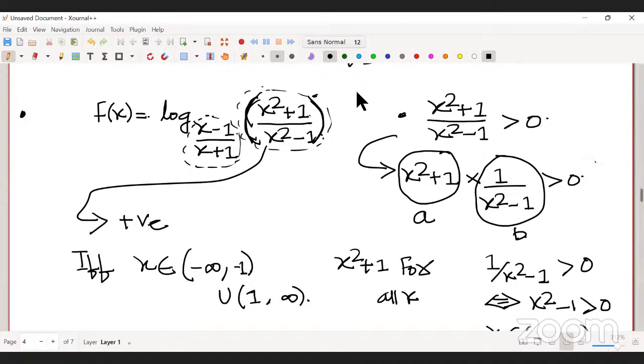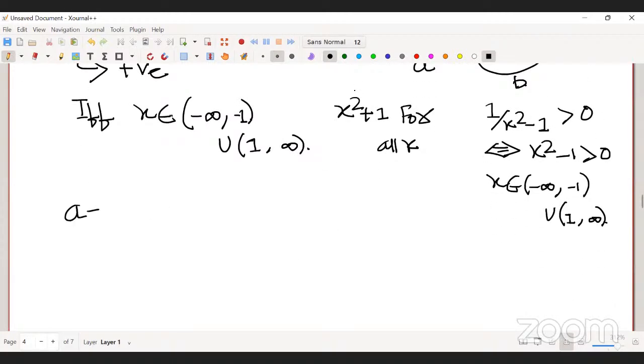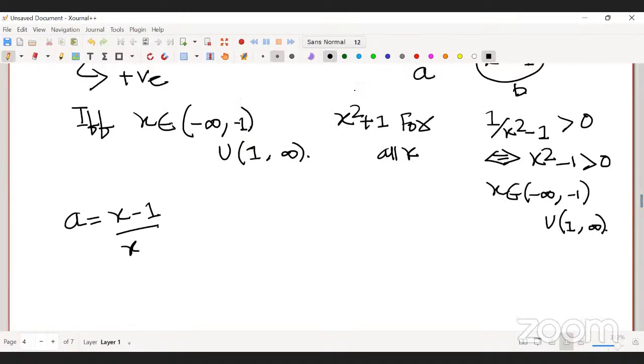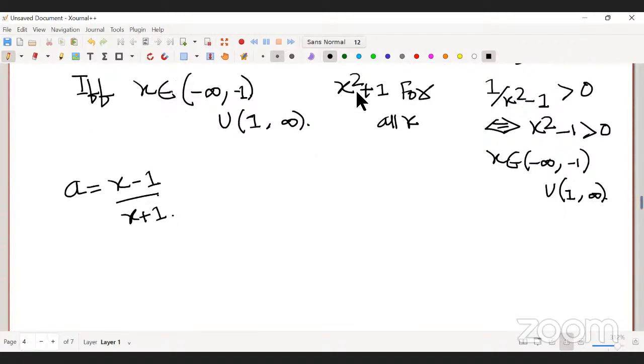Yes. Okay, so at the same time I have another function over here in the base, right? So in the base I have x minus 1 by x plus 1. It will be greater than 1. So why is this greater than 1? Sir, because the base of a log is defined only for greater than 1. No, this is basically defined for all a which are greater than 0 and not equal to 1.